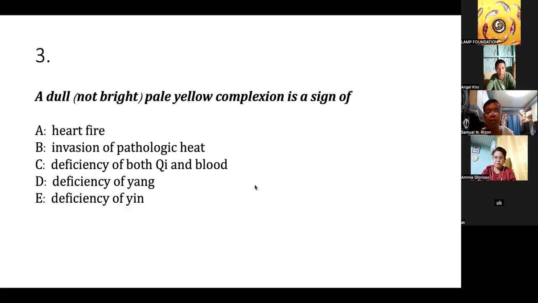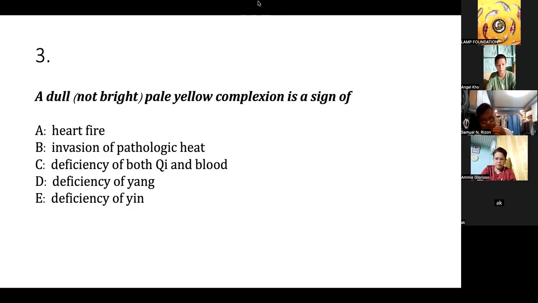Common sense lang yan, ha? Anong complexion ng isang pasyente na may heart fire? Red po sa tip po, Doc. Okay. Sa tongue. Tongue po. Remember, red din. This is already heart fire. Mas malala ito sa heat in the heart. Kasi pag sinabi mong heat in the heart, you're looking at a tongue in which the tip is redder than the rest, no? But this time, this is heart fire.